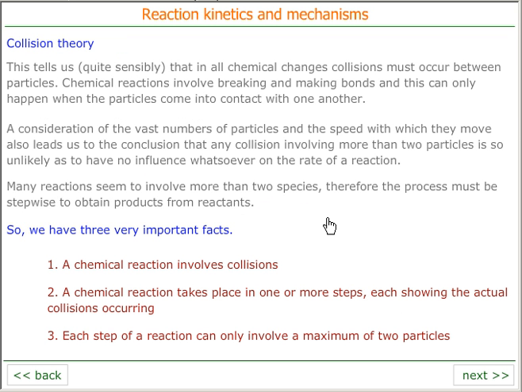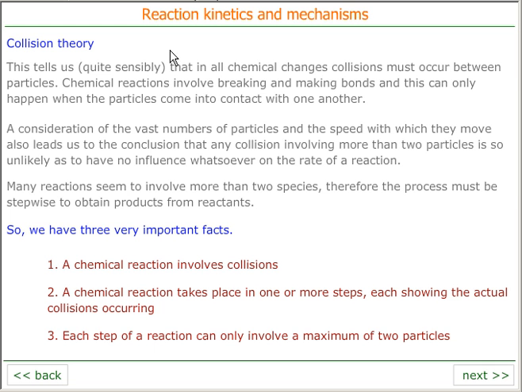Now we know that particles must be involved in collisions for a chemical reaction to occur, because we need to break bonds and make bonds. And the only types of collisions that are realistically possible are one particle or two particle collisions. A one particle collision sounds silly, but what it means is the particle collides and just breaks apart itself. Three particle collisions are effectively impossible, so we ignore them.